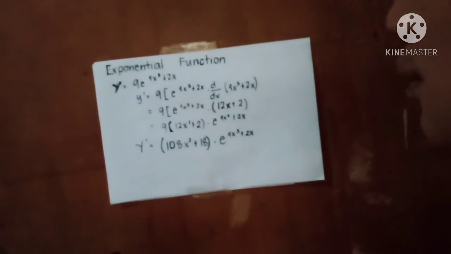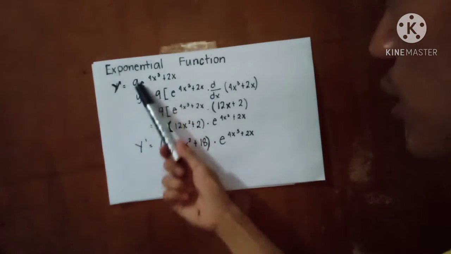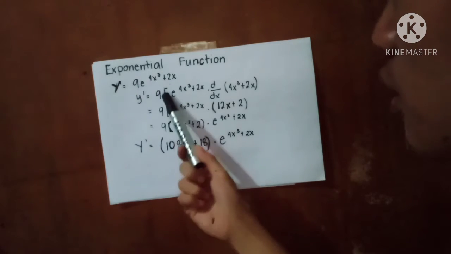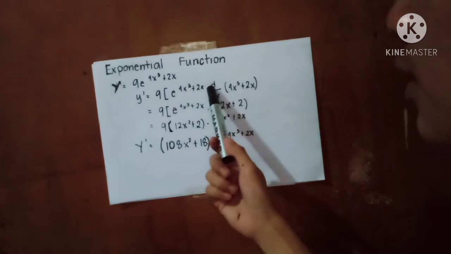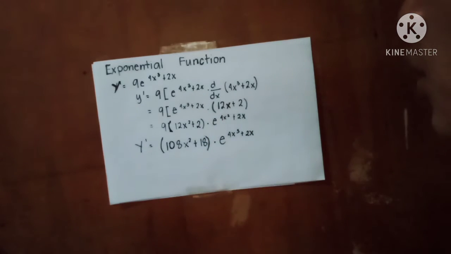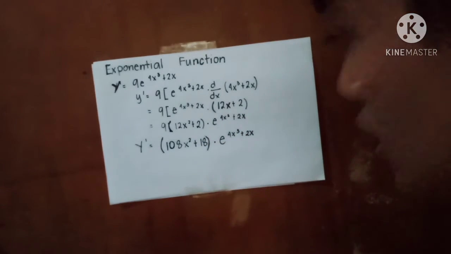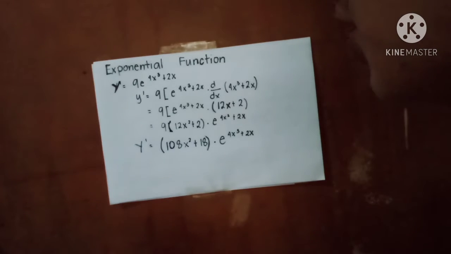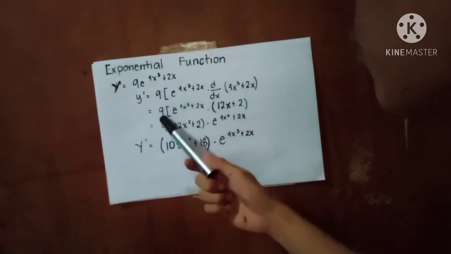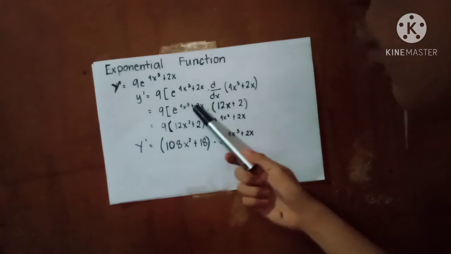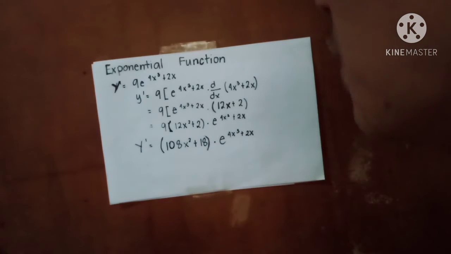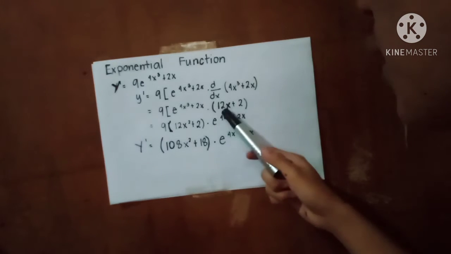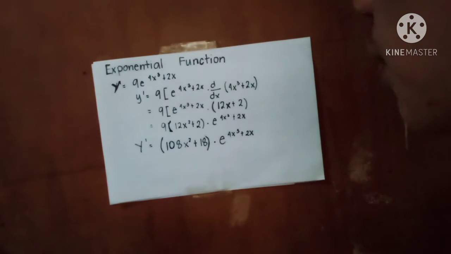Then, mag-focus tayo sa ating function, e to the 4x cubed plus 2x, times ang ating derivative of u, which is 4x cubed plus 2x. Then, next step is ibababa natin to. Baba natin yung constant, baba din natin yung ating function. Then, kukunin na natin yung derivative ng ating u, which is 12x squared plus 2. Mapapansin natin na wala siyang exponent.